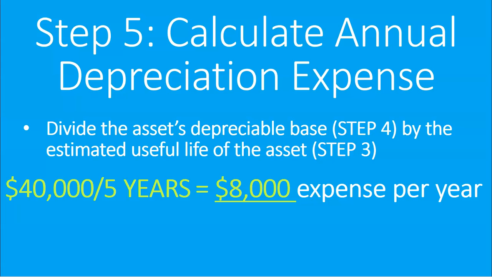This is that cost allocation. We have a $50,000 asset with a $40,000 depreciable base, and we have decided we're going to allocate $40,000 of this depreciable base over the course of 5 years, giving us an $8,000 expense per year.